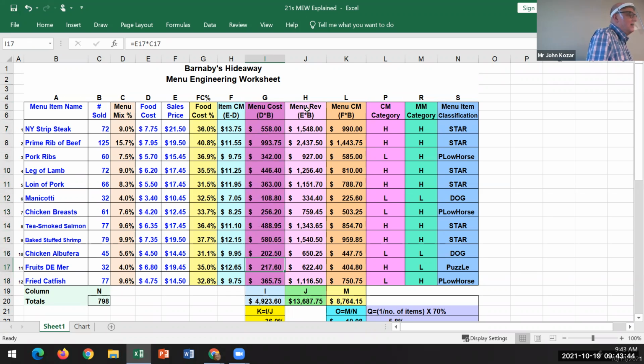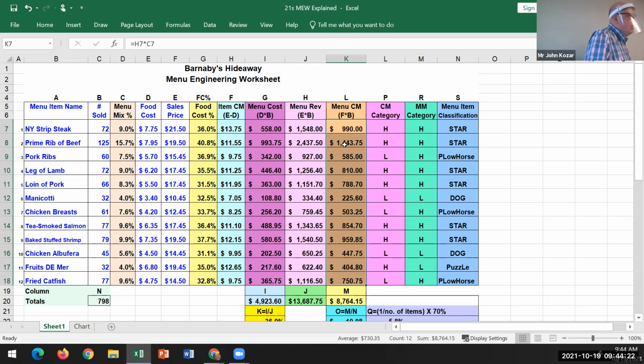Okay. And the next column is going to be menu sales or menu revenue. And that's again, just the number sold times the sales price. So we see that we've sold a total of $13,500. And then the last one here is the menu contribution margin, where we take each individual item's contribution margin multiplied by the number sold.